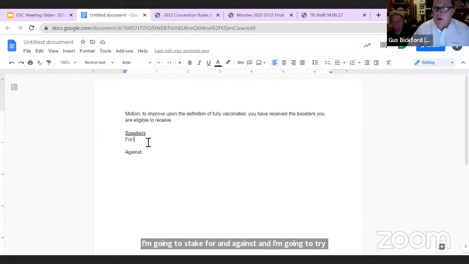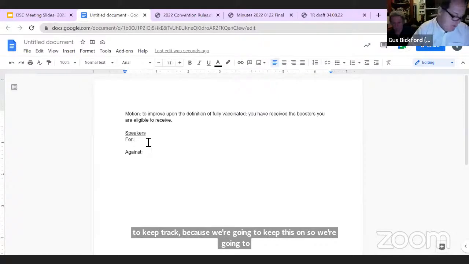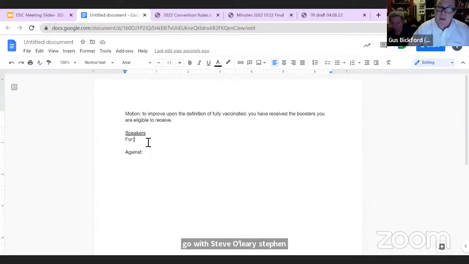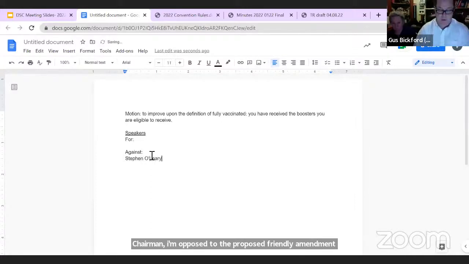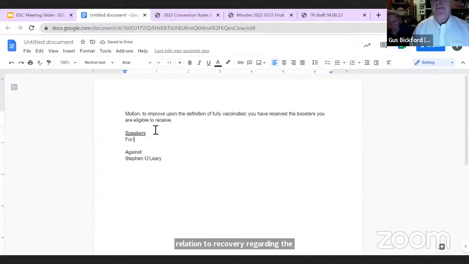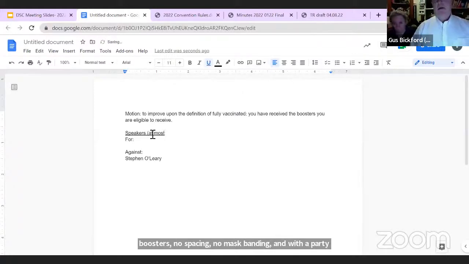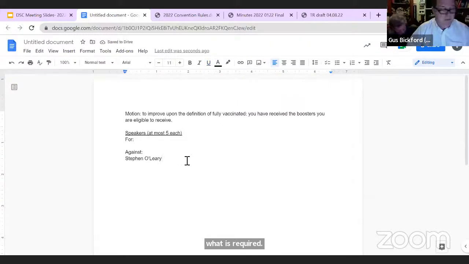So we're going to go with Stephen O'Leary. Yep, thank you, Mr. Chairman. I'm opposed to the proposed friendly amendment here. I believe, first of all, I was a bit disappointed that there were no specifics in relation to the boosters, no spacing, no mask mandate, and with the party of science, as was stated, in vaccines. However, I think things should be equal in relation to what is required. Everybody that is eligible to be a delegate is eligible to have a booster. I believe that's the minimum requirement that should be required at this point in time.